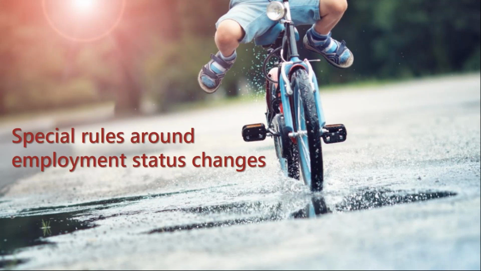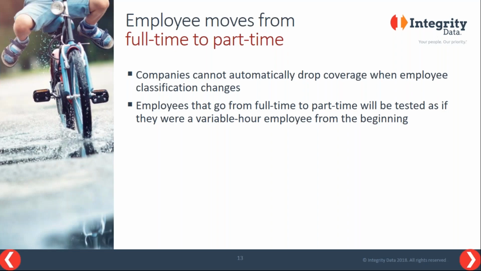So let's talk about a few special rules around employment status changes. If an employee changes classification from full-time to part-time, they must be tested as if they were a variable hour employee from the very beginning. They must be tested in the last testing period they would have been eligible for to determine if they would continue to be classified as being eligible for coverage.